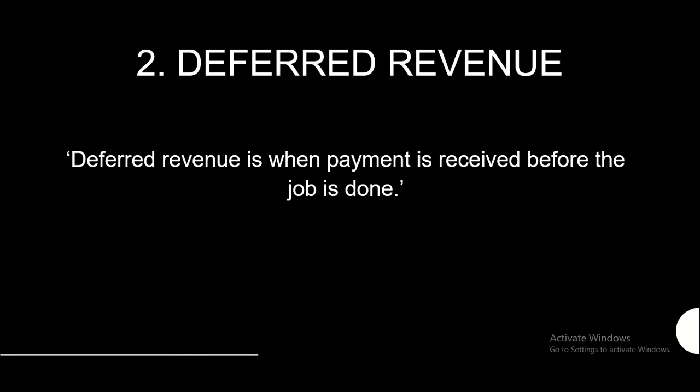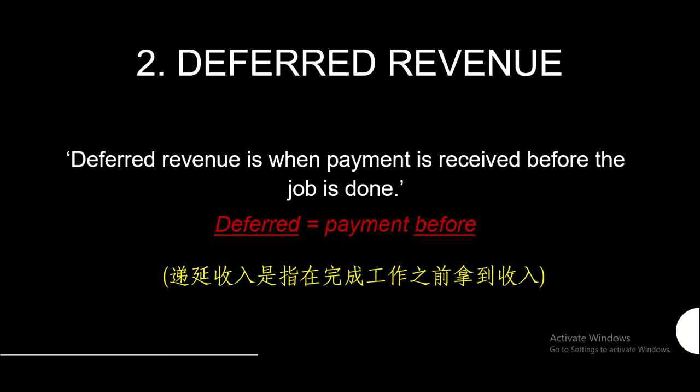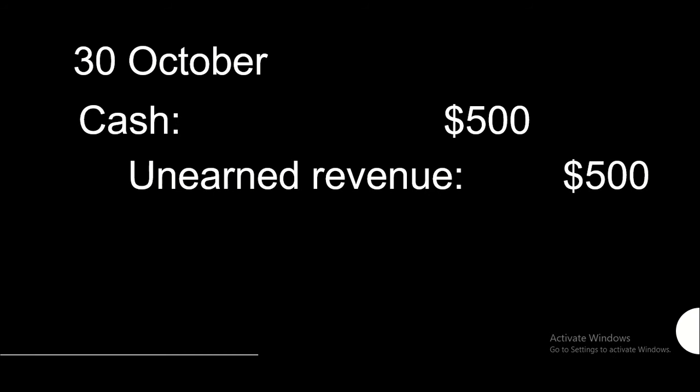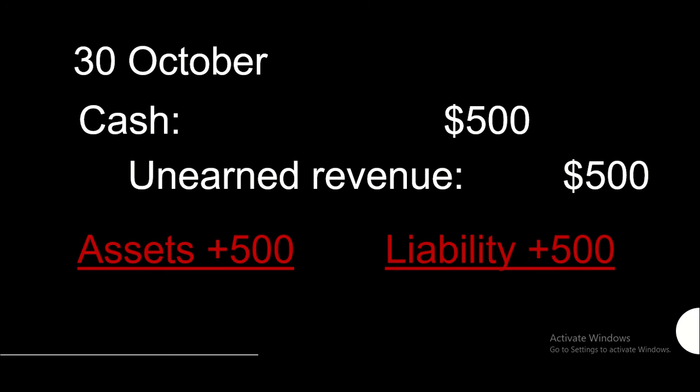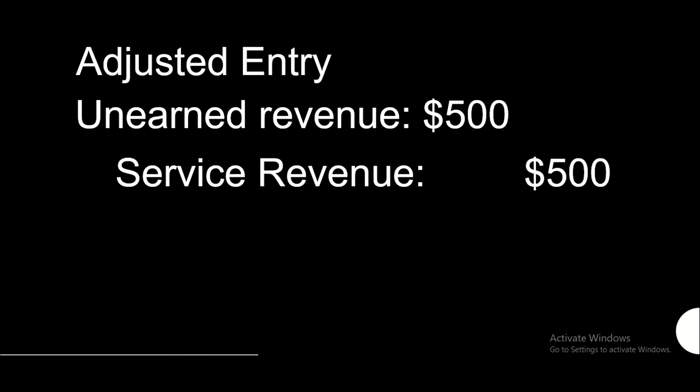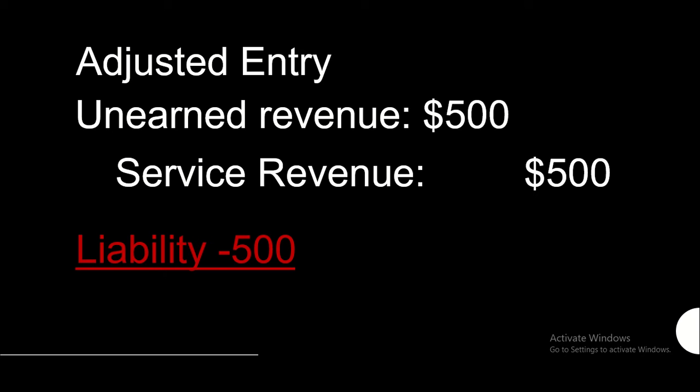Secondly, deferred revenue. Deferred revenue is when payment is received before the job is done. Deferred equals payment beforehand. A journal entry will look something like this, which increases the asset account and also increases the liability account, because according to the accrual accounting rule, before the revenue is actually earned, it is marked as a liability. And to adjust this, it will look something like this, which decreases liability and increases equity in order to balance the account.